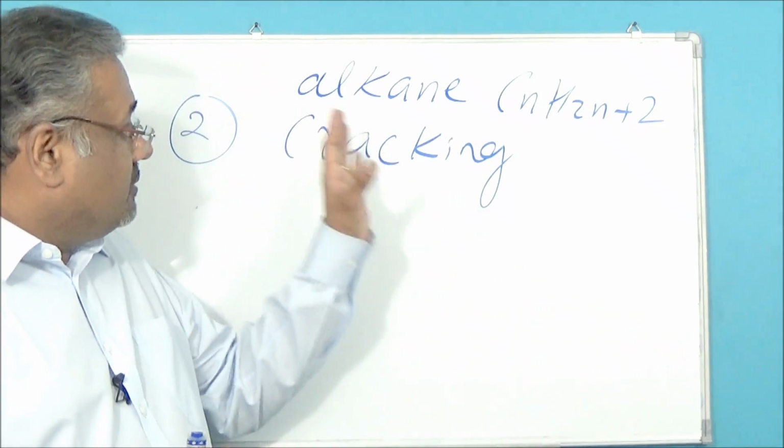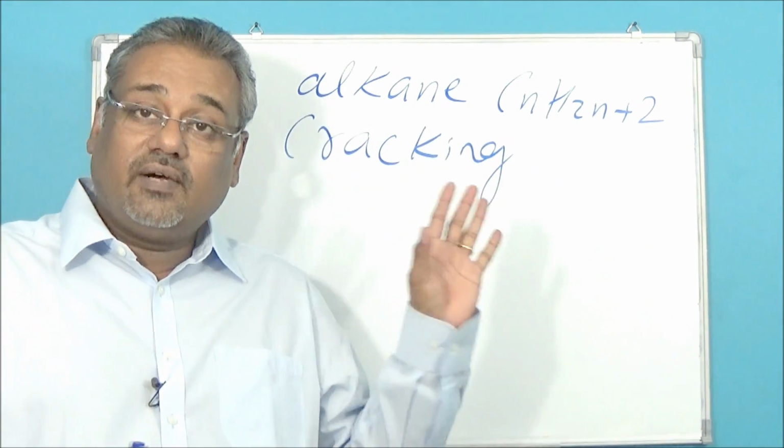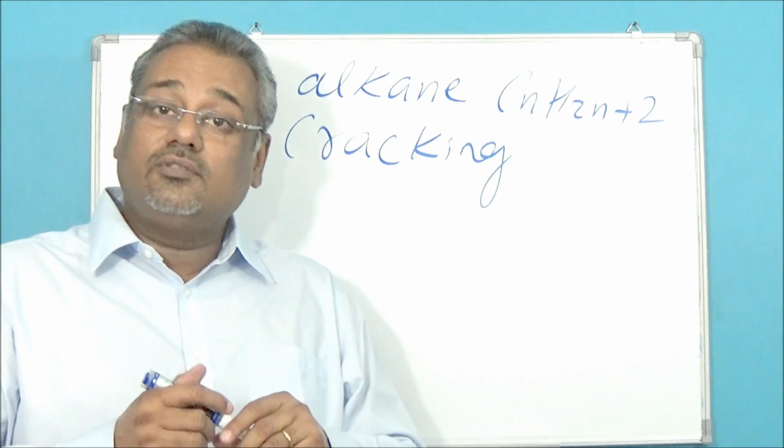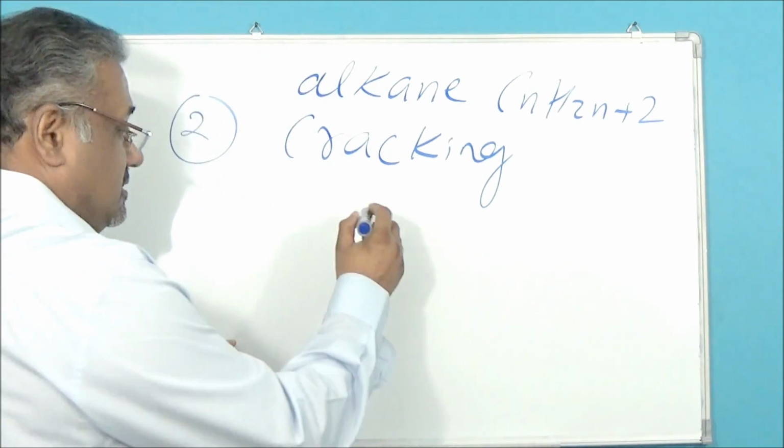So when you want to do the cracking of alkanes, remember the conditions are 500 degrees Celsius, and they also need a certain catalyst called zeolite.